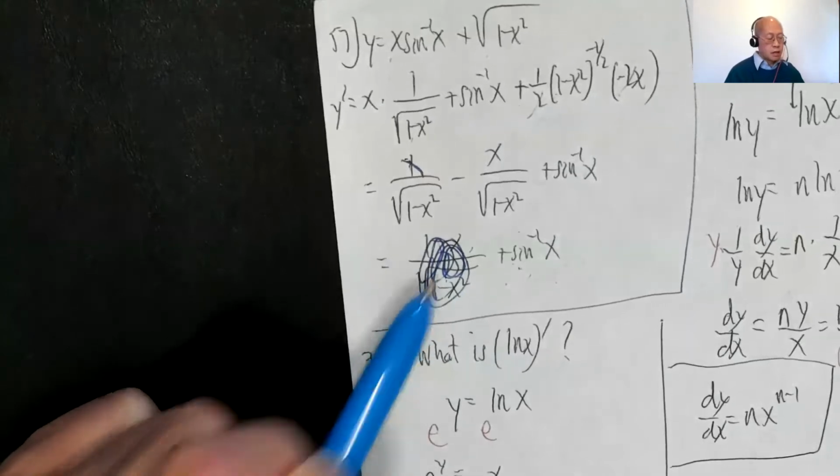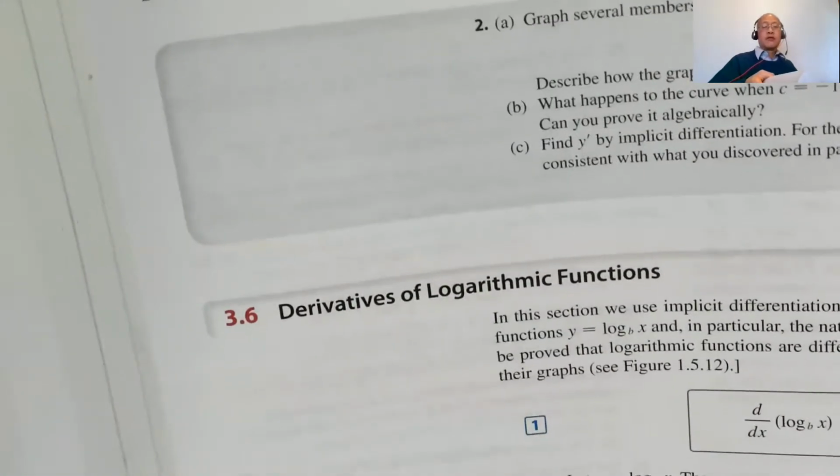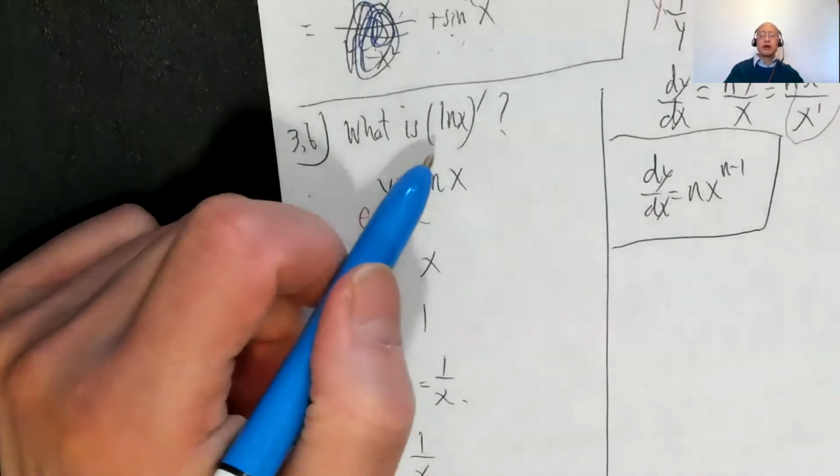Okay. All right, so we're starting 3.6 now. What is the derivative of the natural log function? Derivative of log functions, page 218. What is ln x prime?